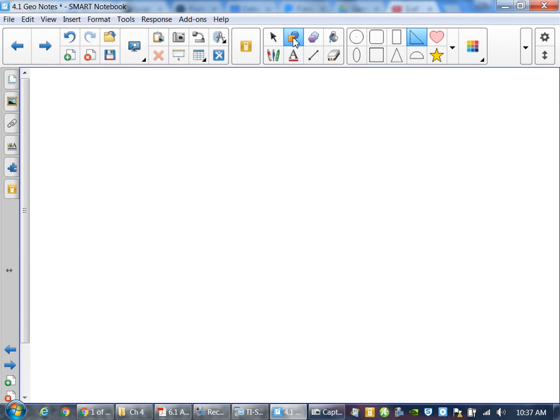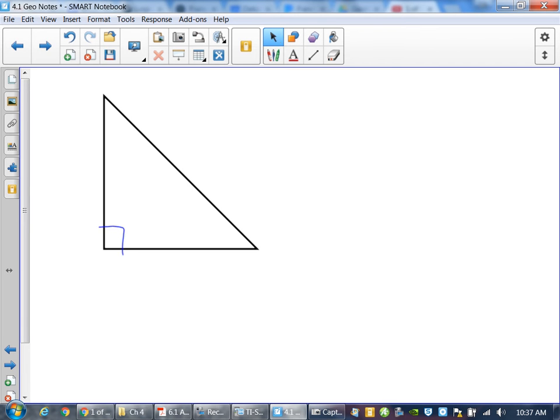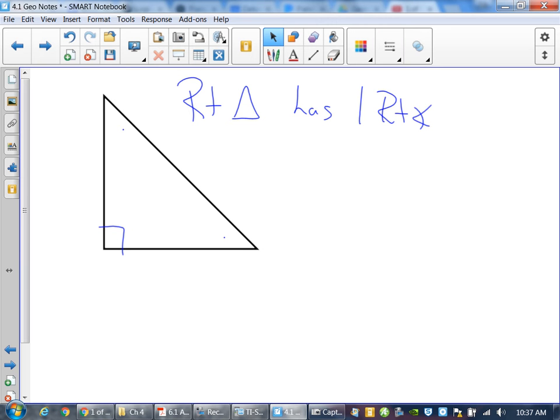What do you know about a right triangle? That's a right angle. Very good. How many right angles? 1. A right triangle has 1 right angle. If it has 1 right angle, how many degrees are left for the other 2? 90. So that means that the other 2 angles in a right triangle are always complementary. It's one of those little tricks. You don't have to always use that, but it's something that's easy to look at.